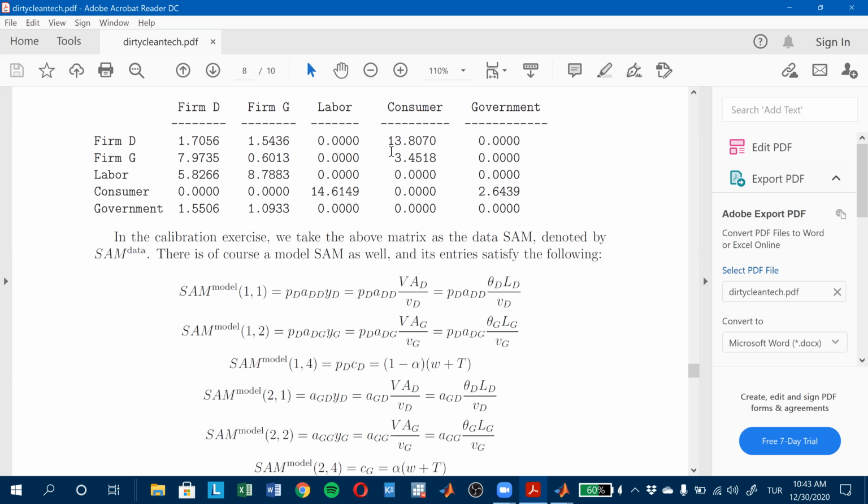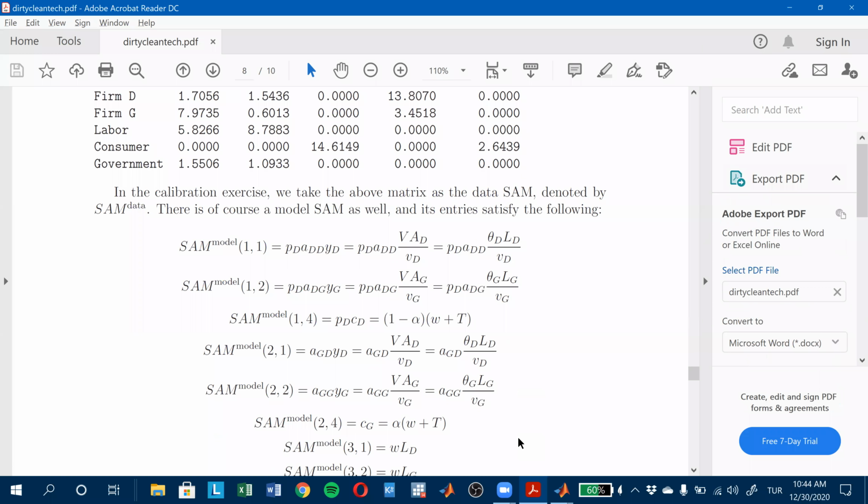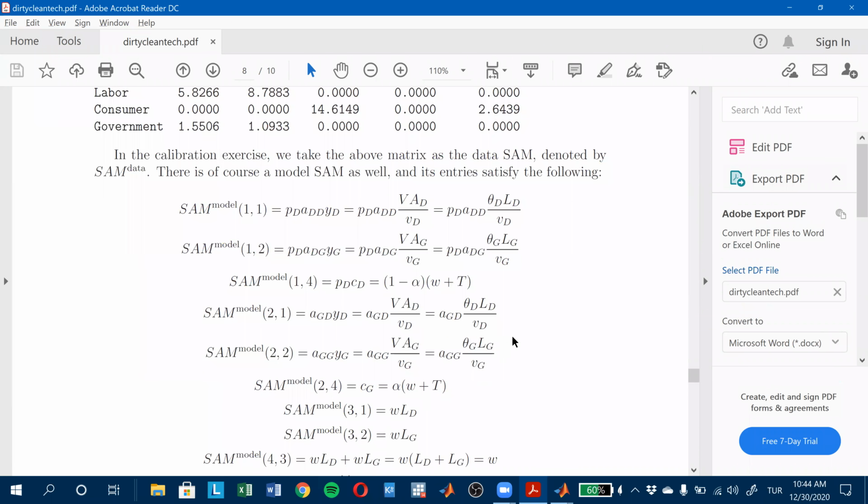So what is there? 1,4. This is the consumer's payment to firm D. This is the total payment, so it is PD times CD. And that total payment must be equal to 1 minus alpha times W plus T, right? So that goes on. I know the theory, I know the solution, right? So I wrote these things.